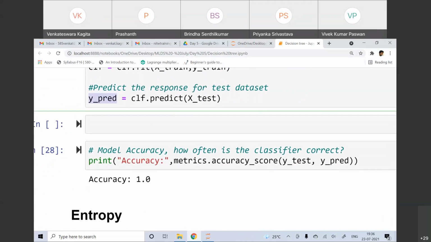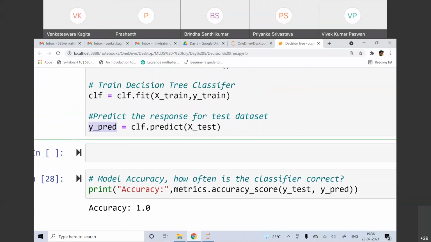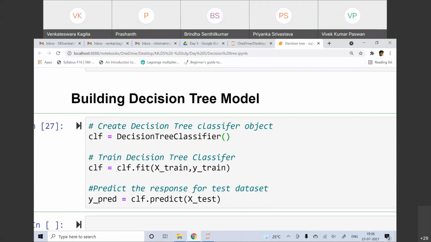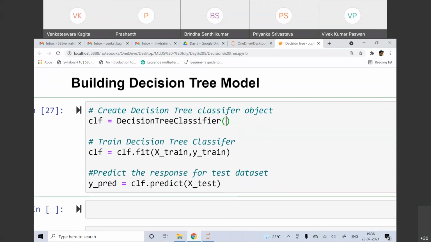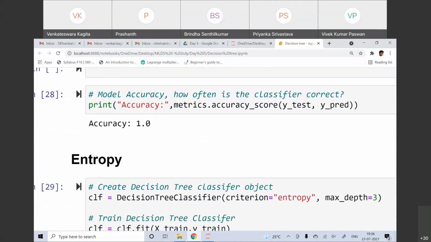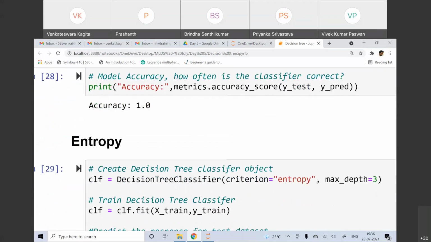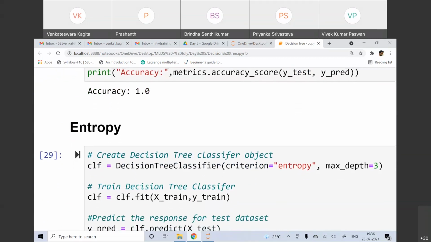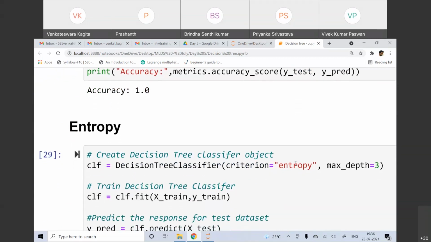So if you observe here, I am not passing any argument to this decision tree classifier. By default, it will take Gini index as the measure to compute the impurity or the purity. But if you want to change that criterion, instead of Gini index, if you want to use entropy, the one we have discussed in the slides, you can set the criterion. So the criterion is entropy.